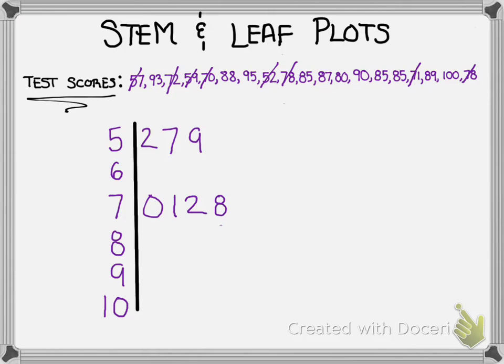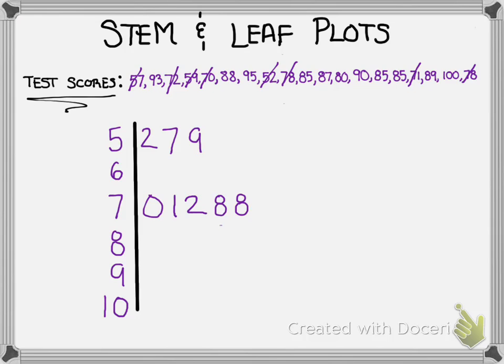Because again, we read this for each number in the data set. So we would read it as 78, and then another 78 here. Each one represents a different number in the data set.